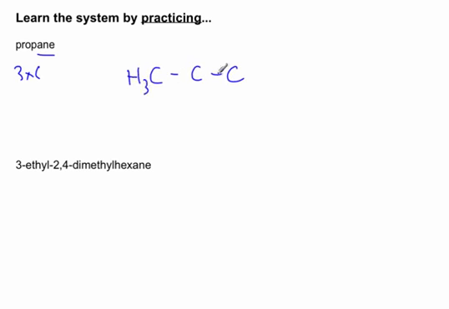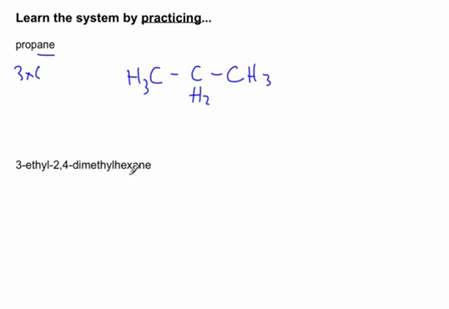We're going to just use a condensed structural diagram. So 3 carbons. Add the associated hydrogens to satisfy the bonding. So we can have 2 hydrogens on this carbon because it has 2 carbons bonded to it. The terminal carbons have 3.